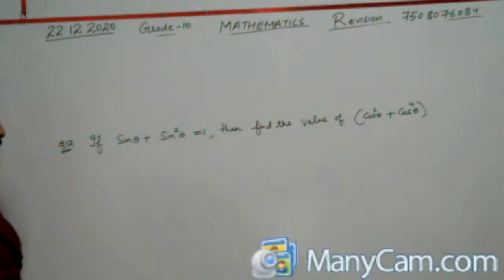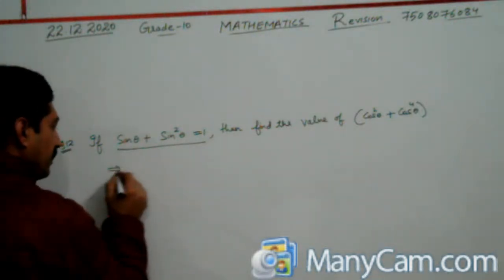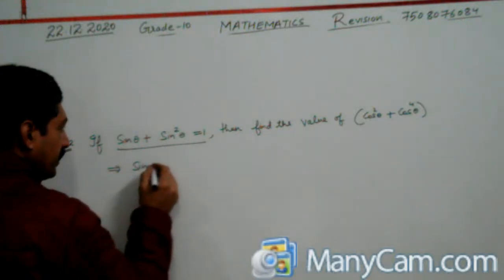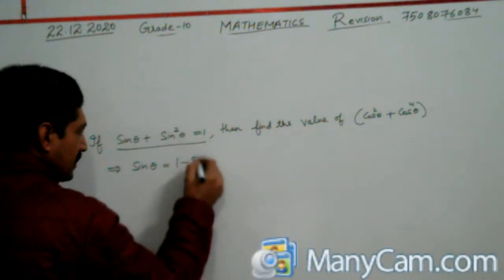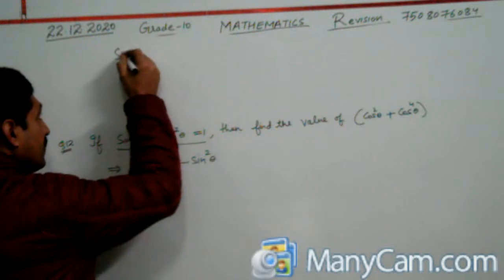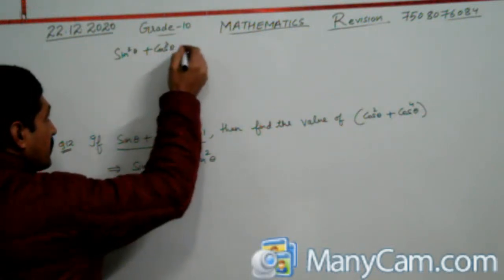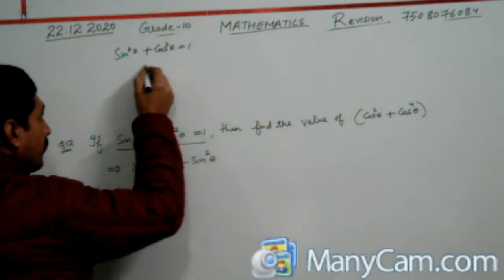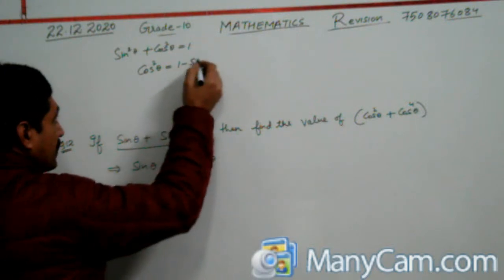Sine theta plus sine square theta is 1. Find the value of... so what is given here. We have sine of theta is equal to 1 minus sine square of theta, and we have the identity sine square theta plus cosine square theta is equal to 1, or cosine square of theta is equal to 1 minus sine square of theta.